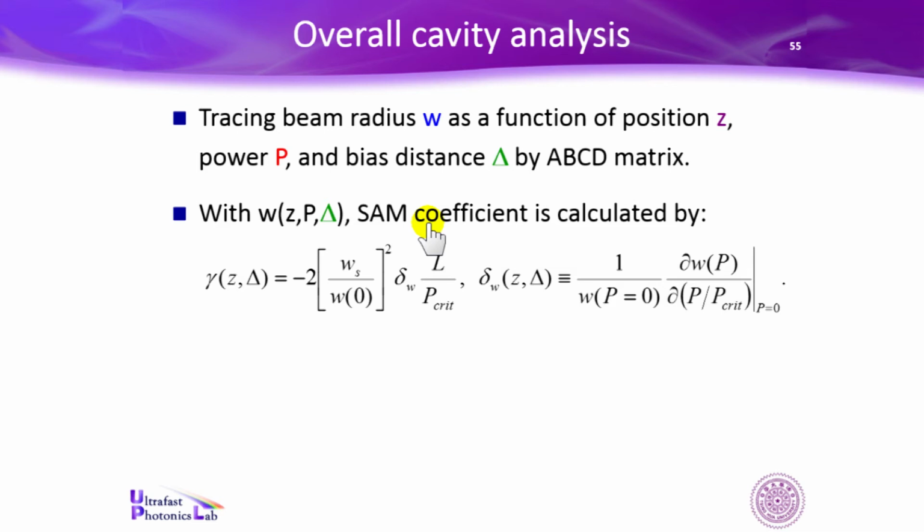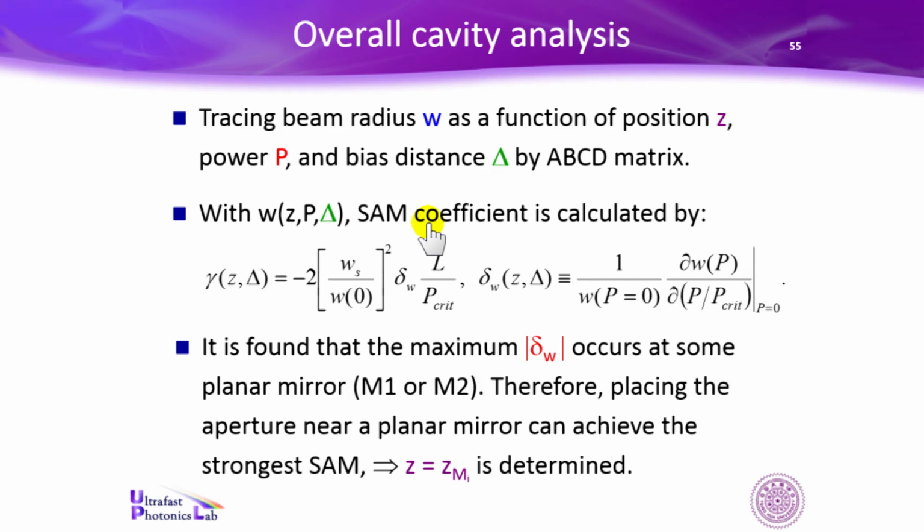The SAM coefficient can be calculated by this formula. Okay, this is the formula we derived before, but we introduce another normalized parameter. 就是我们之前已经看过了嘛，W 对 power 的微分在 normalize to zero power 所做的 radius。这里我把 power normalize to critical power. That's it. We got the parameter delta W. We will see the parameter later. Okay, and the SAM coefficient is determined by this formula. Whenever you have delta W, you can calculate gamma.